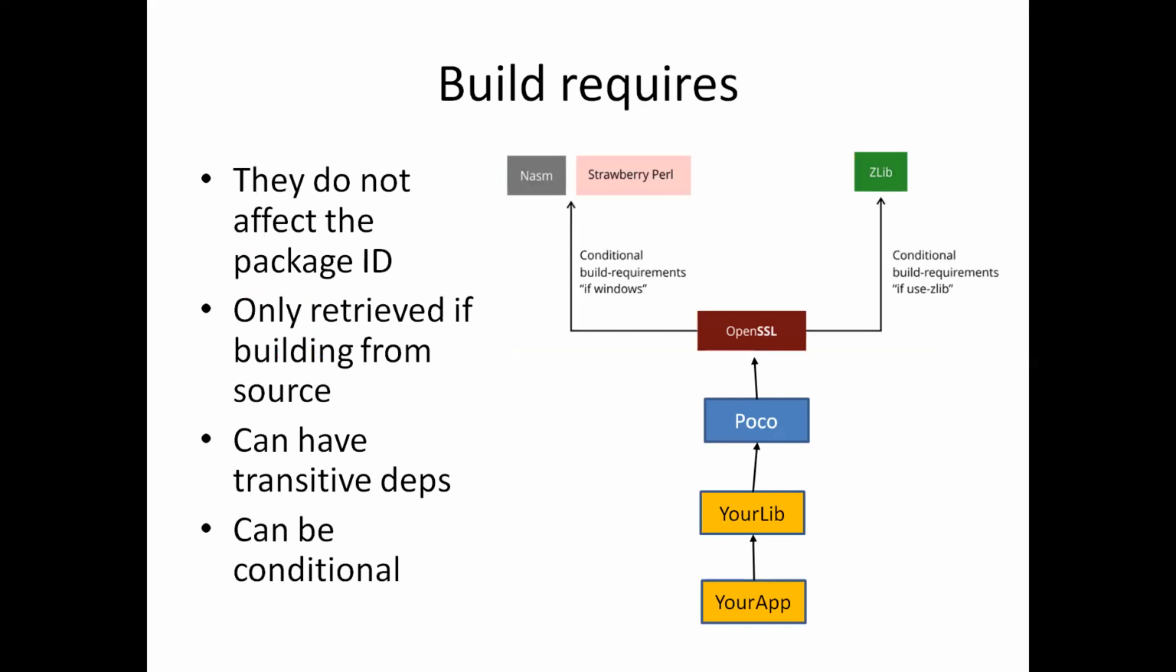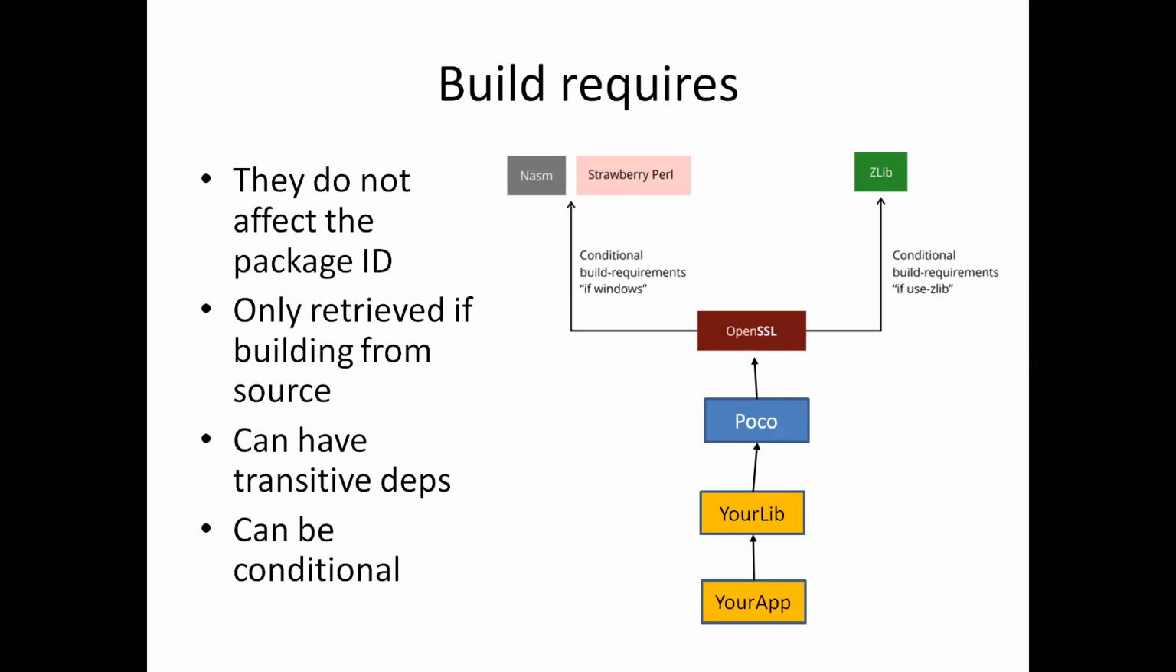If you upgrade CMake 3.7 to 3.8, the final binary should be the same, as long as the CMake list works. The build requirements are only retrieved and used if it is necessary to build from sources. If you're just installing pre-built dependencies, the build requirements will not be fetched at all. You won't need to install and download them. They can have transitive dependencies.